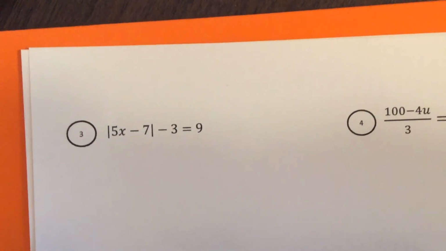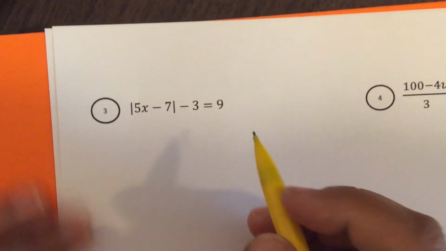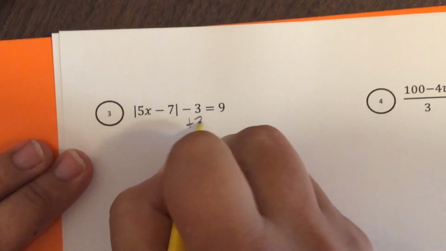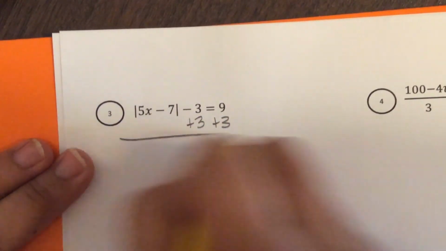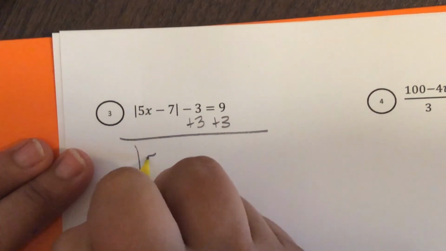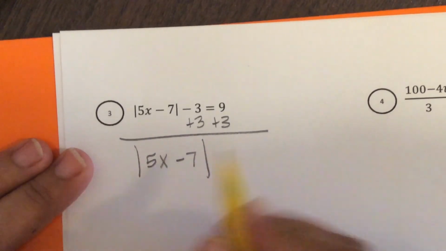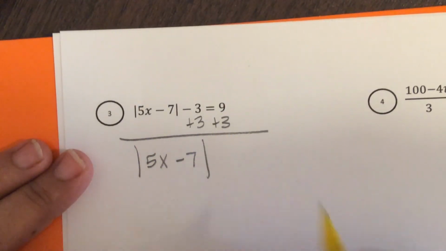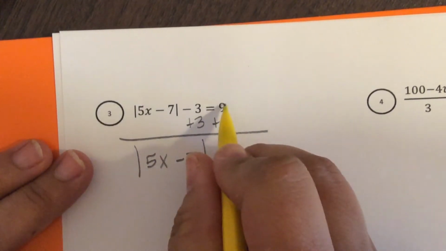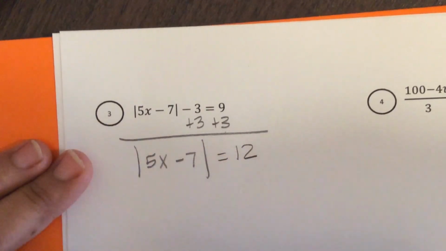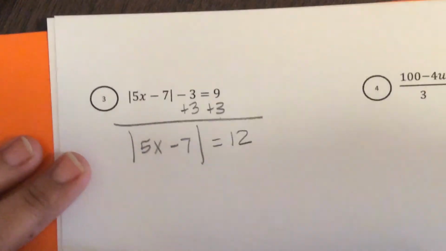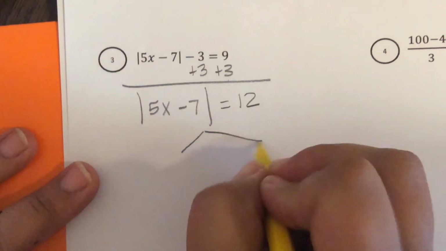We have another absolute value here. We're going to add the 3 first before we make it into two equations. So my 5x minus 7 inside the absolute value. Notice that I make the lines long so that they won't be confused like a 1. 9 plus 3 is 12. Okay, now the absolute value is by itself. Now you can make two equations.